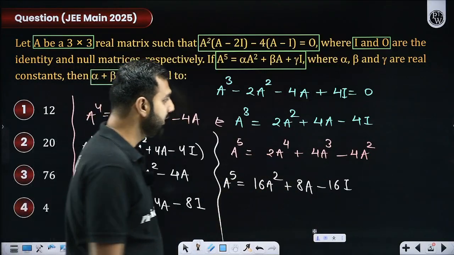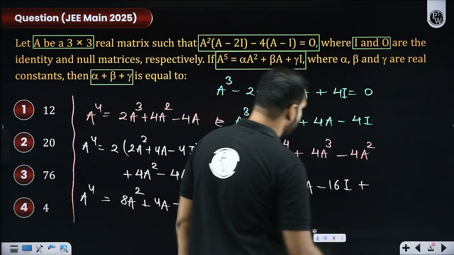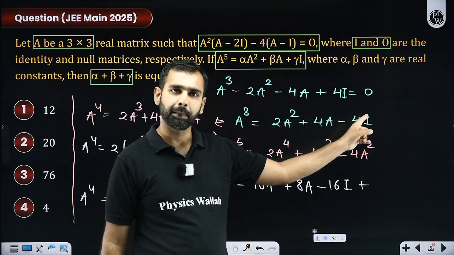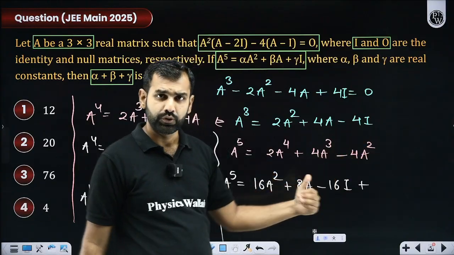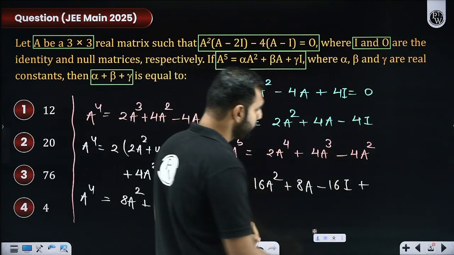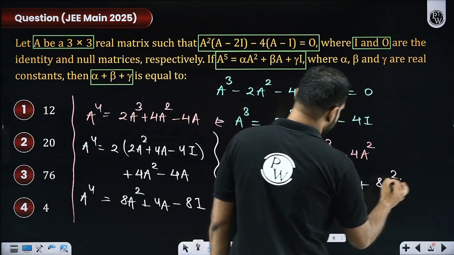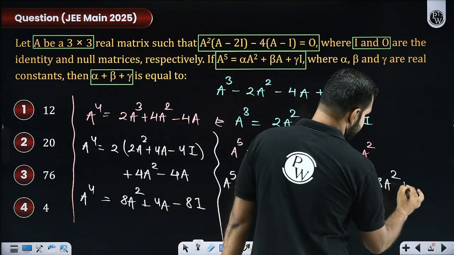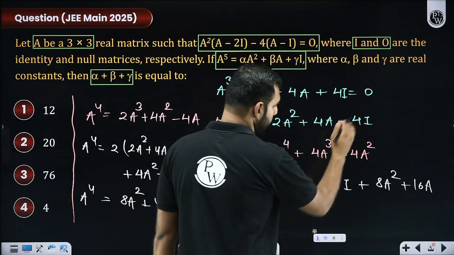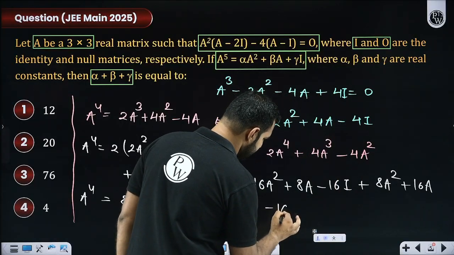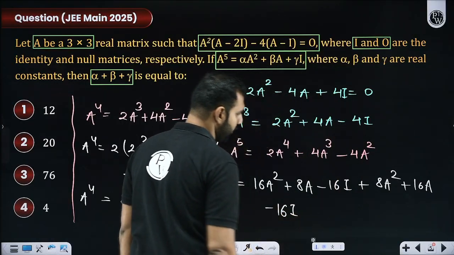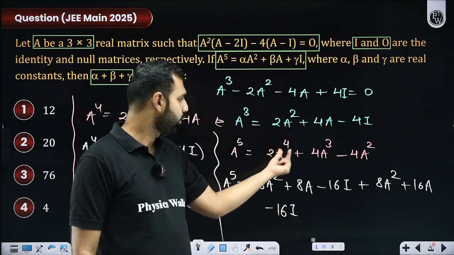But now I'm supposed to write 4a cube. Sir, what will be 4a cube? A cube is this. This is a cube. So if I multiply it by 4, I'll get 4 into 2, 8. So this will be 8a square. Then 4 into 4, that is 16a. Yes or no? Then 4 into 4, that is again minus 16i. Yes or no, everyone? So 2a to the power 4, 4a cube I have written.